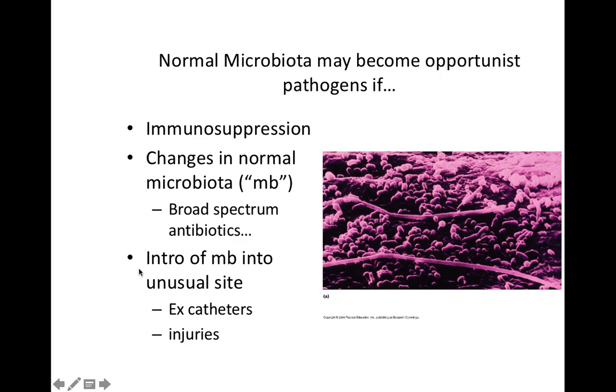And this is another example where our commensals or mutualists can switch to being parasites if they get introduced into an unusual site. So let's say the Staph aureus living in our nose, maybe we have a cut and we get the Staph aureus into the cut, right? That's a great opportunity for the Staph aureus to start multiplying and spreading throughout the body.